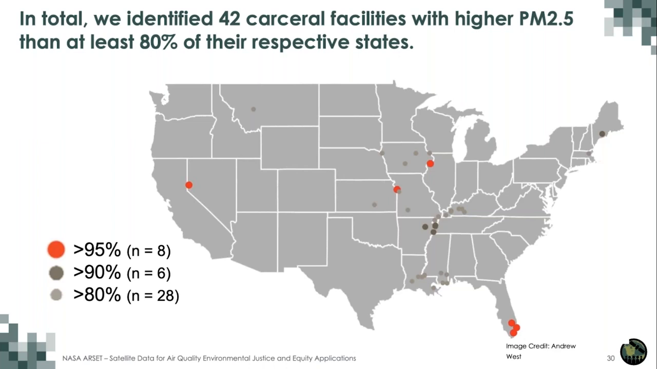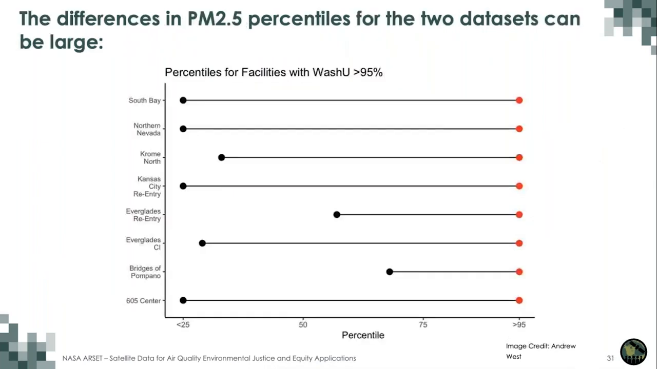And in total, we identified 42 carceral facilities with higher PM2.5 air pollution burdens than at least 80% of their respective states. And in the bottom left, you can see that actually 14 were above the 90th percentile of their respective states. Some of the facilities that we identified above these thresholds included those that were directly across from a landfill, in close proximity to dozens of hazardous facilities, and in some other cases were in areas that had really high wildfire risk and had past wildfires just in the last few years.